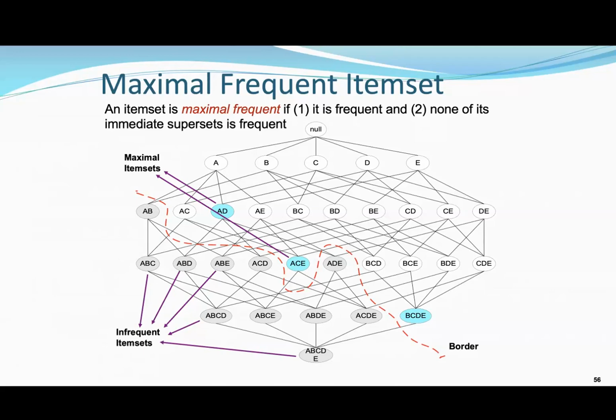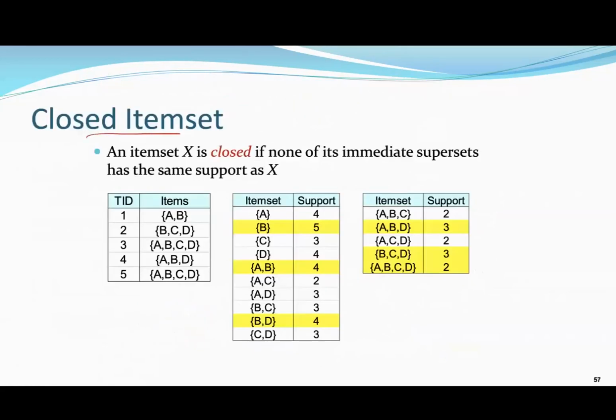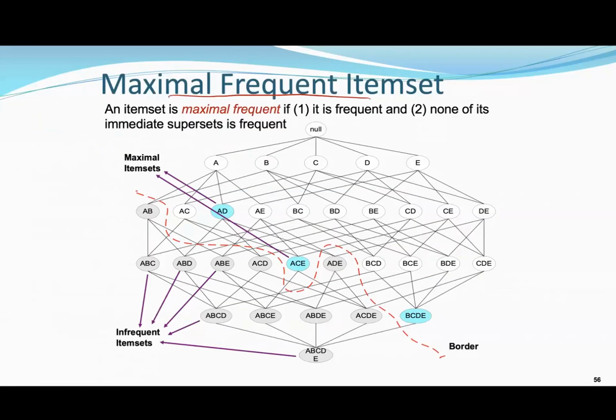In order to understand that, we have to understand two concepts. One is called a maximal frequent item set, and the other is called a closed item set. Let's take a look at what they are. An item set is said to be maximal frequent if it satisfies two conditions. One is that it itself is frequent, that is to say, it satisfies the support requirement.